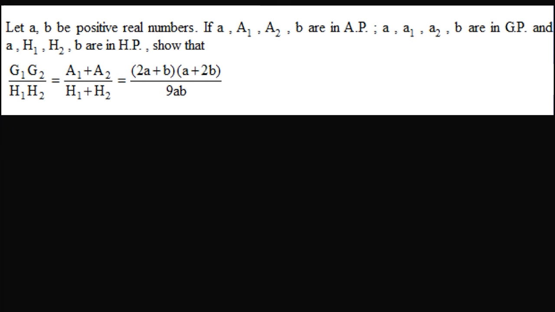Now the question is, let a and b be positive real numbers such that a, A1, A2 and b are in AP. Now the common difference is b minus a upon 3. So this A1 will be a plus b minus a upon 3, so it will be 2a plus b upon 3. And in the same way, A2 will be a plus 2b upon 3. So we have A1 and A2.